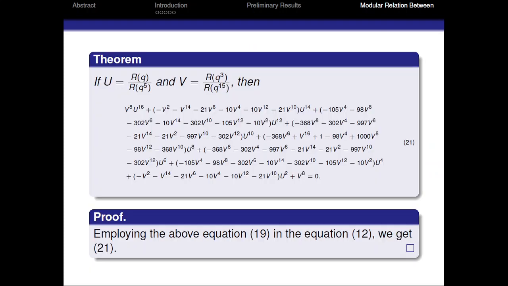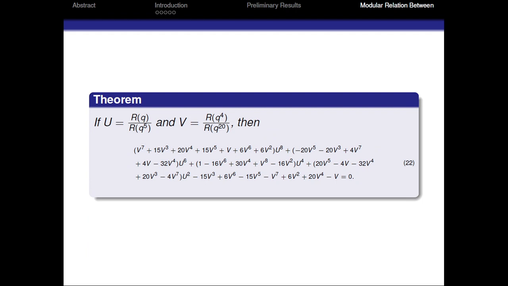Again, one more theorem. If u is equal to r of q divided by r of q power 5 and v is equal to r of q divided by r of q power 15, then simplifying that we get equation 21, where all the values become 0. To prove this theorem, employing the above equation 19 in equation 12, we get 21.